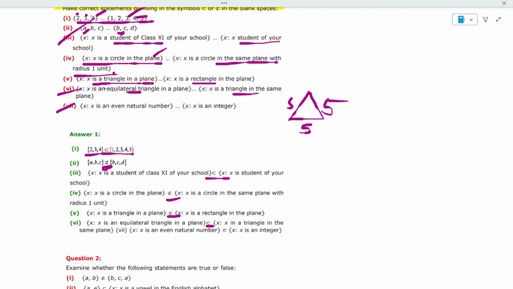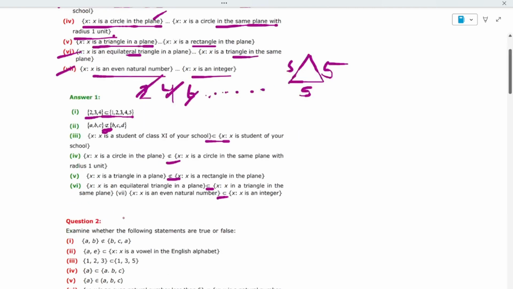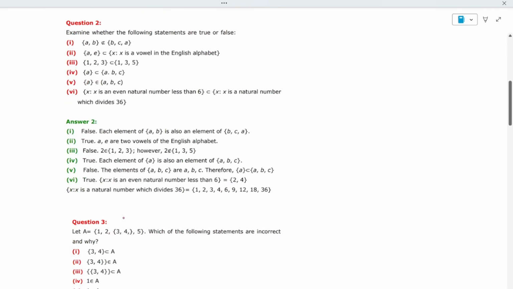Now let's see the seventh question: x such that x is an even natural number, and it is an integer. Even natural numbers start from 2, 4, 6, and it continues, and these are integers. Yes, 2, 4, 6 and so on are integers, so we say that it belongs to. Hope you understood this question.